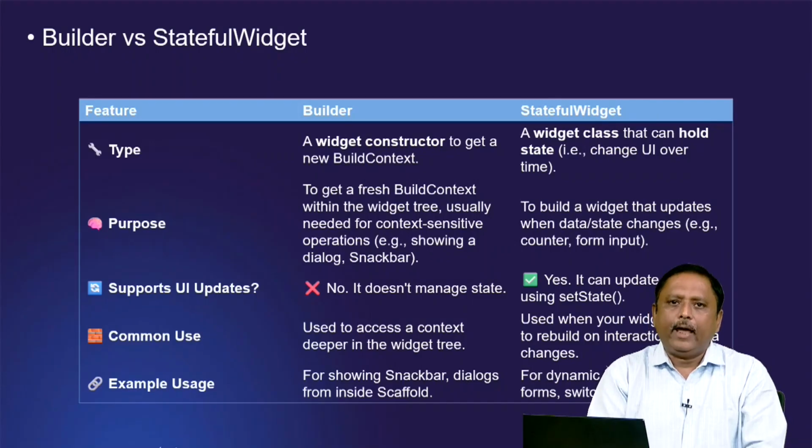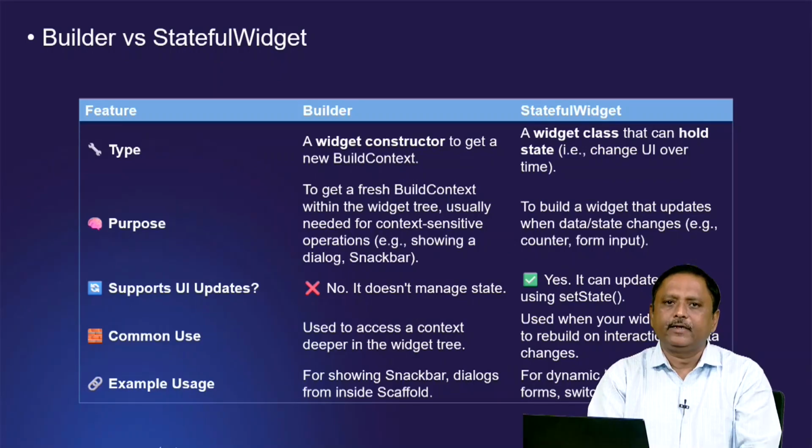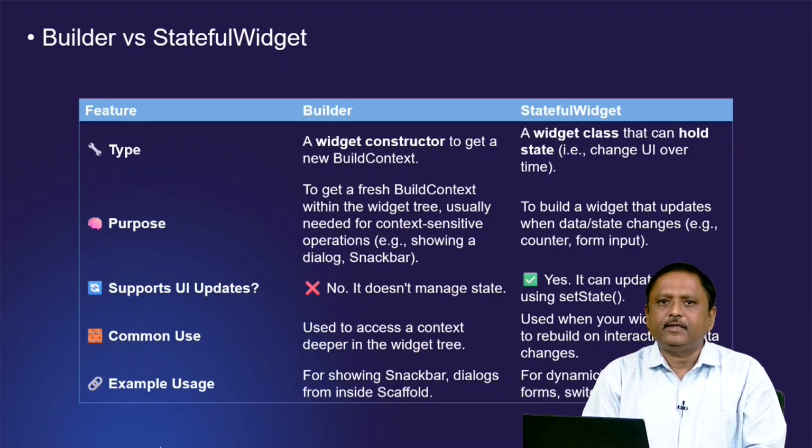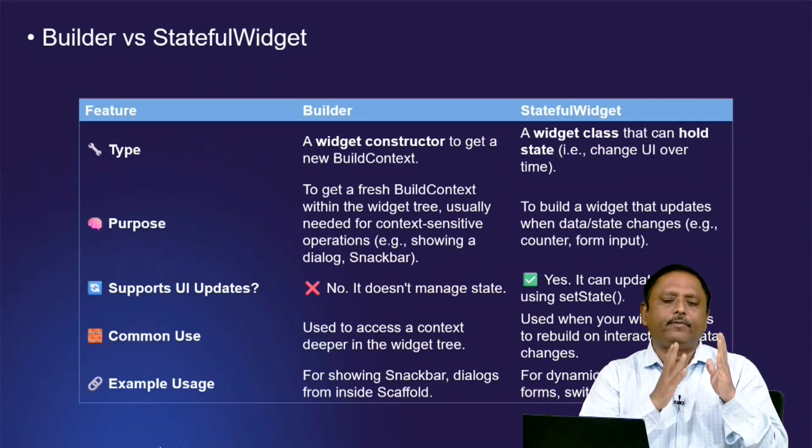In the first app, we have used Builder. Now let us understand the difference between Builder and stateful widgets. Let us understand this by feature. So first is the type. So Builder is a widget constructor to get a new build context, while StatefulWidget is a widget class that can hold state. For example, change the user interface over time.